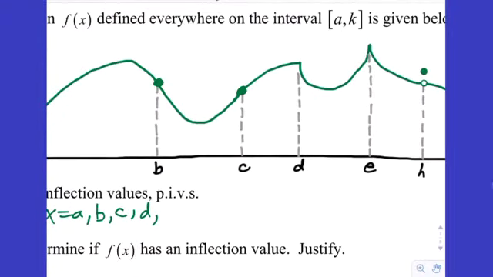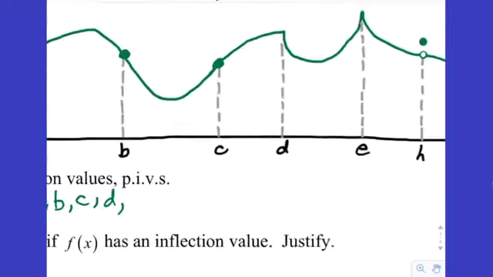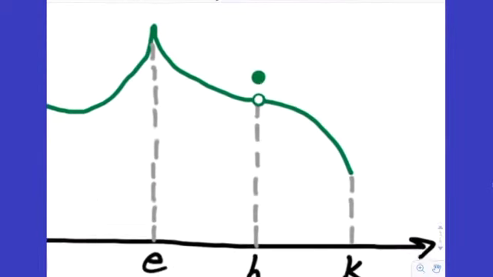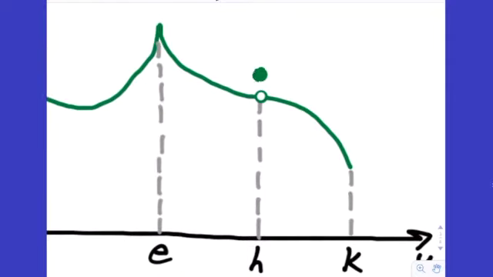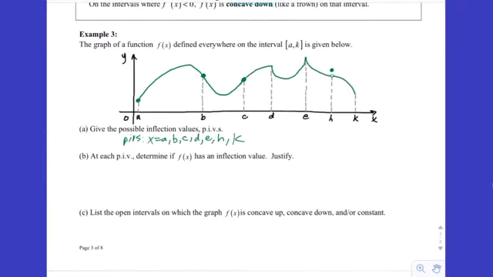What about at e? Is it a possible inflection value? Yes. It is, because the first derivative is undefined, so is the second derivative. It's in the domain, so it's a possible inflection value. What about h? Yeah, it's in the domain, right? That's good. Because the first derivative is undefined there, so is the second derivative. So that's another PIV. And what about k? Yeah, technically the endpoints work as well.